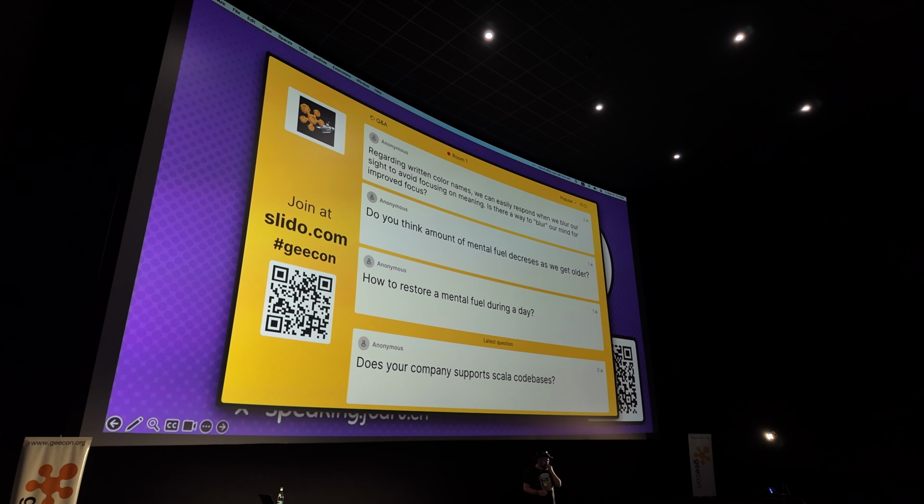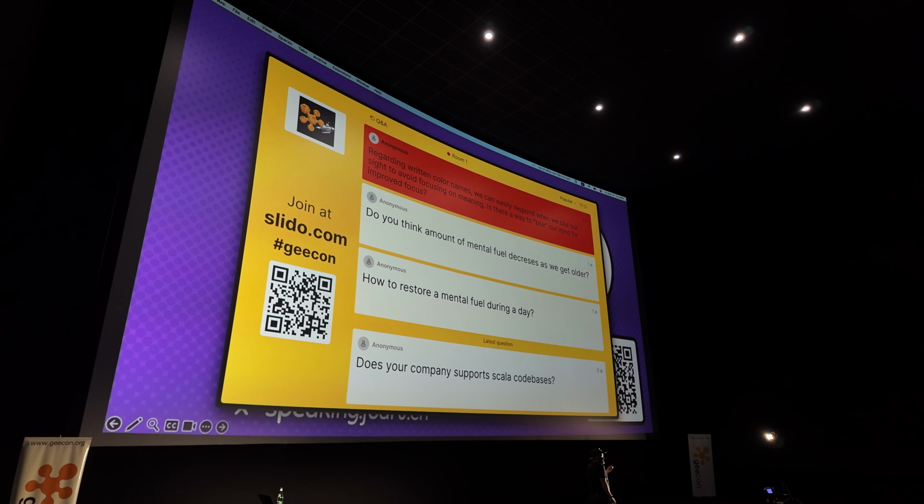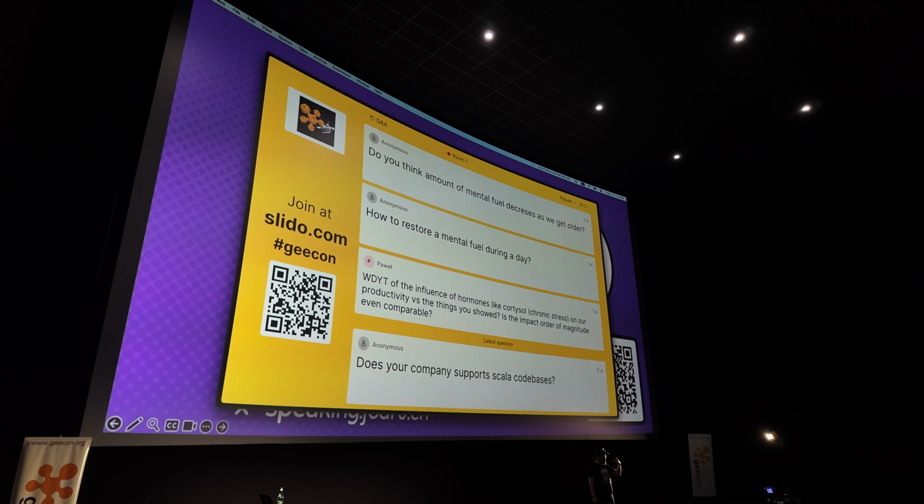Regarding written color names, we can easily respond when we blur our sight to avoid focusing on the meaning. You cheated. I knew it. Is there a way to blur our mind for improved focus? Yes. You can go into a task with a mental focus on using system 2. You can put effort into suppressing system 1. The problem with it is that it's very expensive. You use system 2 in order to start using system 2. But it's definitely possible, and you know it. When you try to, like what you just did, right? Okay, Baruch is going to trick me, I'm not going to say the first thing that comes to my mind. You force yourself to use system 2.